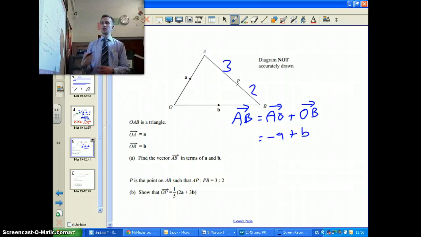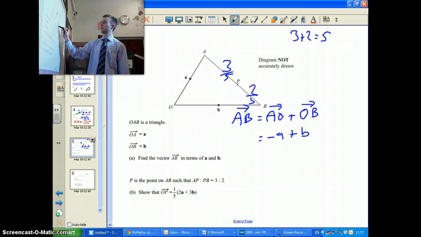Okay. But I've got to work out what fraction that is. So this one here, I've got 3 plus 2 equals 5. So I know this is going to be 3/5, and this one's going to be 2/5. Okay. So using that, I want to find O to P.